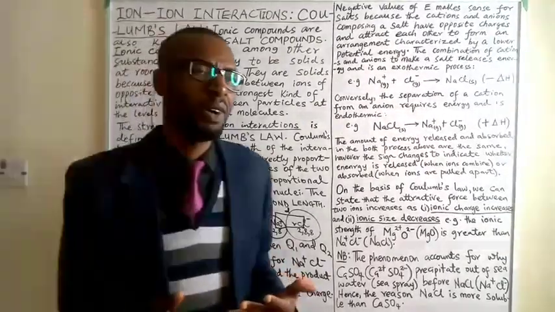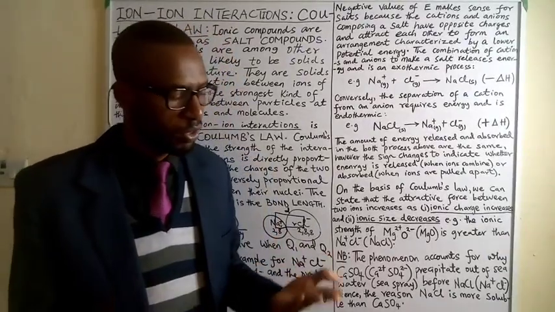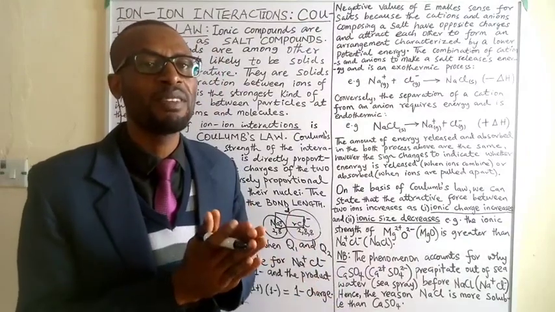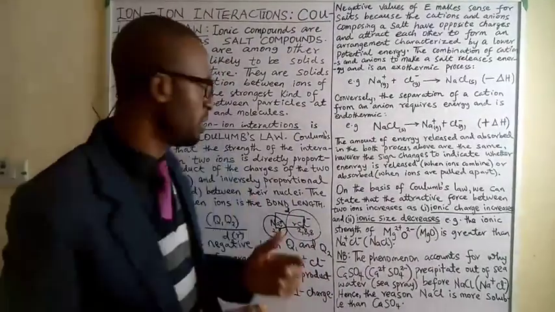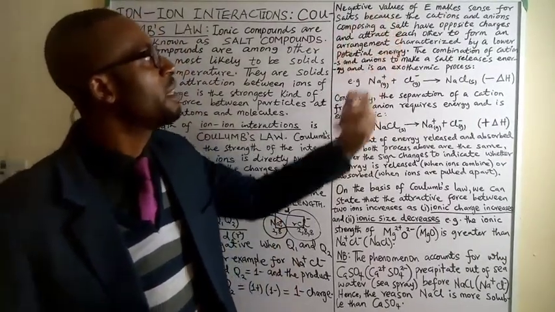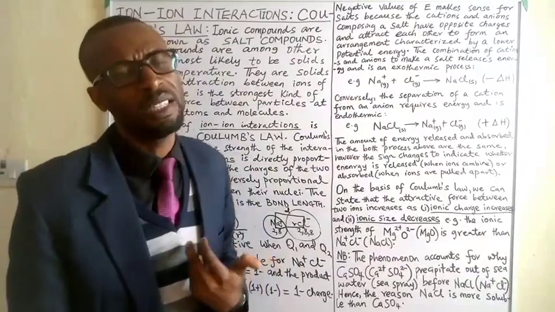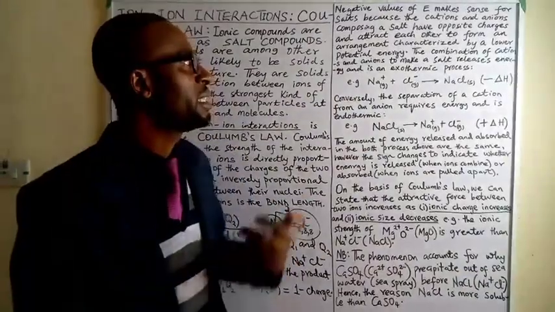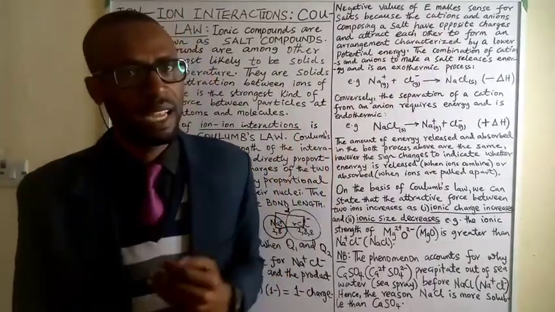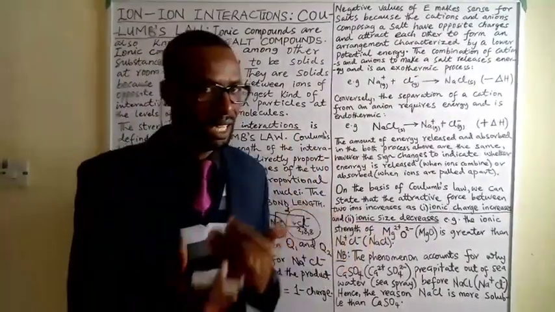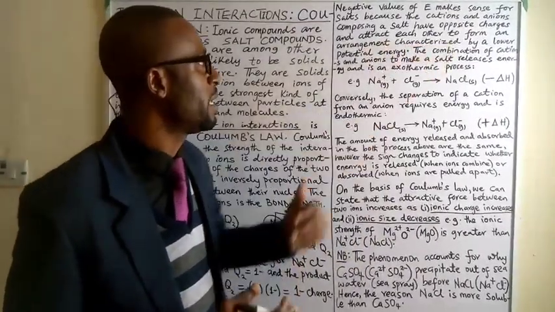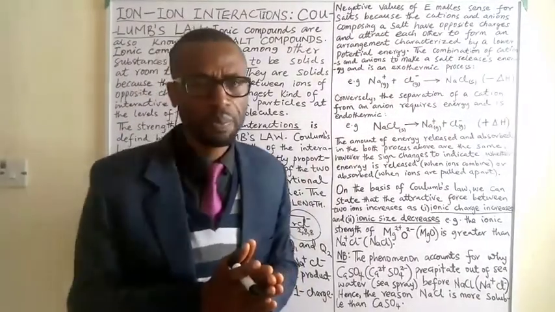Invariably, this is what we're going to have with all salt compounds, because salt compounds are made from cations and anions. So they will always have negative E values according to Coulomb's law. That's why we say negative values of E are well understood, because this is what we have in most salt compounds, since they are made up of opposite charges, cations and anions, and all the cations and anions ultimately attract each other to form an arrangement characterized by a lower potential energy.